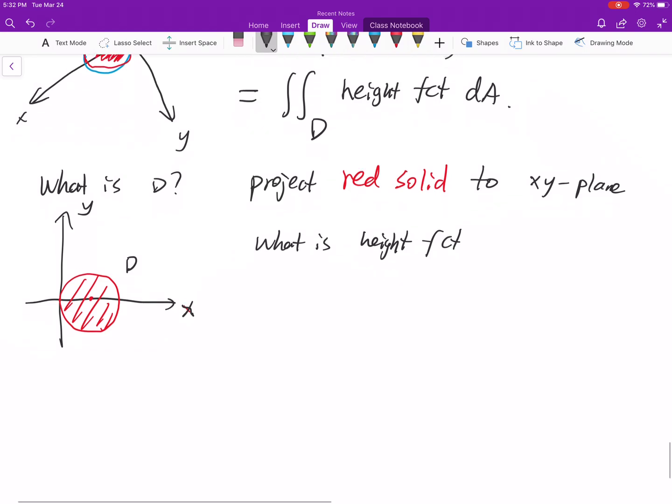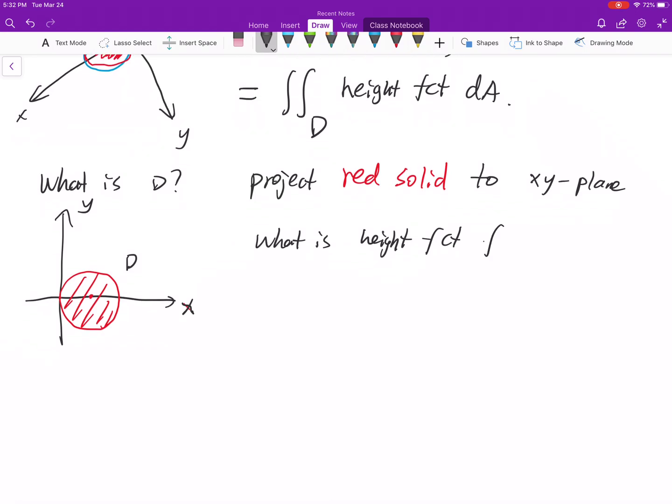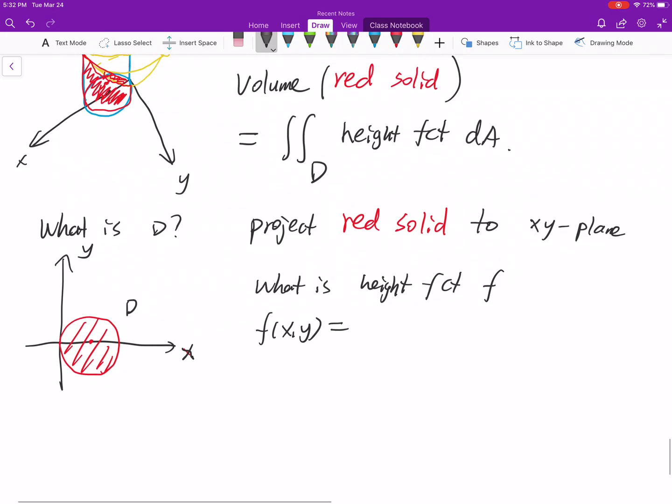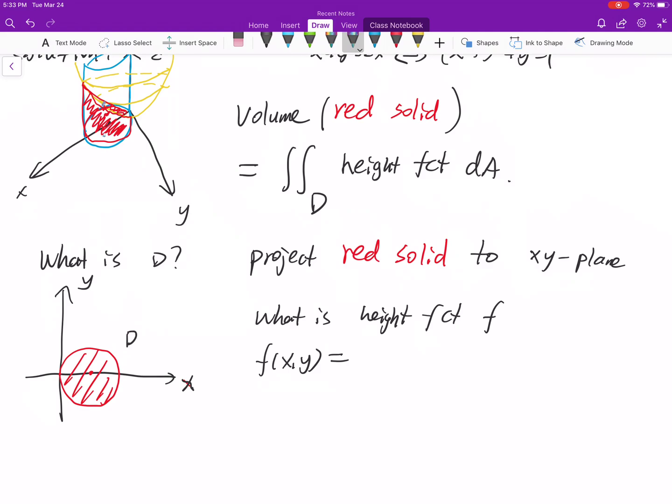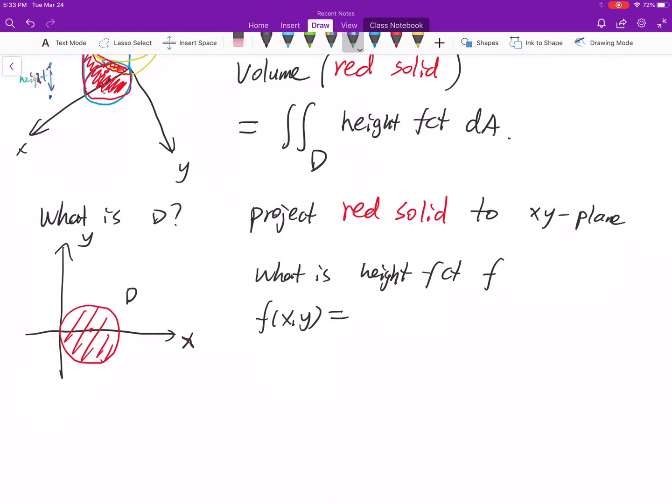So remember, the height function should be a function depending on x, y only. And then this will be the coordinates on the top minus the coordinates on the bottom. So this is a height function.